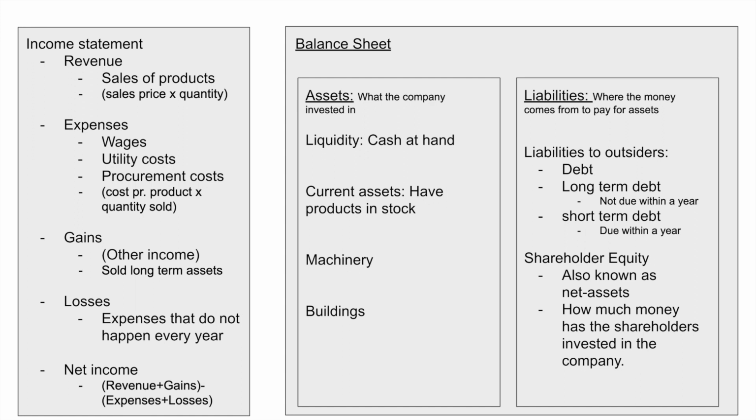Now these assets, the money to buy these assets come from the liabilities. So that's where the money comes from. The liabilities is divided into two: debt, which is long-term and short-term. And here, most companies will lend money from the bank. Then there's shareholder equity. Shareholder equity, that's how much the owners of the shares, or the owners of the company, has put into the company. And that makes up for the liabilities.